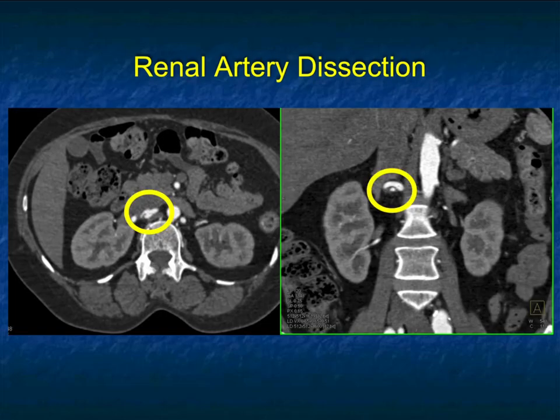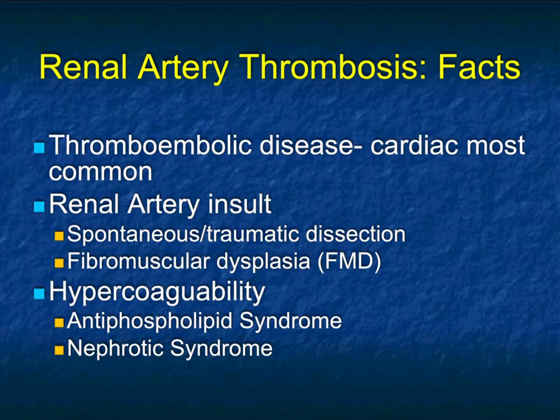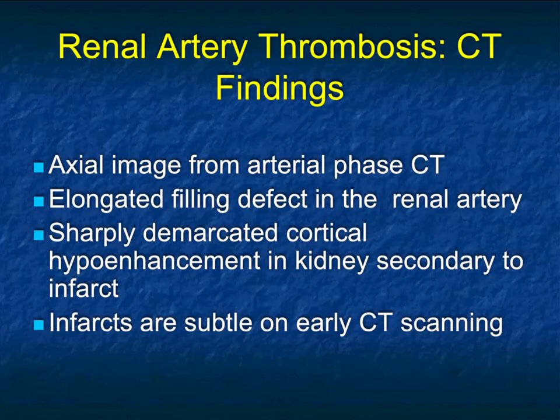Here's a nice example of a focal dissection in the patient's right renal artery. I should also mention iatrogenic patients who've had catheterization of the renal artery can get focal dissections. We talk about renal artery thrombosis, thromboembolic disease, cardiac being the most common source. Patients with endocarditis can also be affected. Renal artery insult can be due to trauma or fibromuscular dysplasia, as well as hypercoagulability states like antiphospholipid syndrome and nephrotic syndrome.